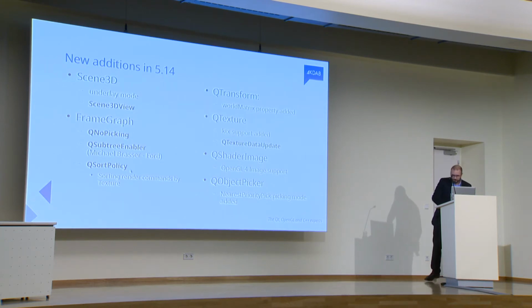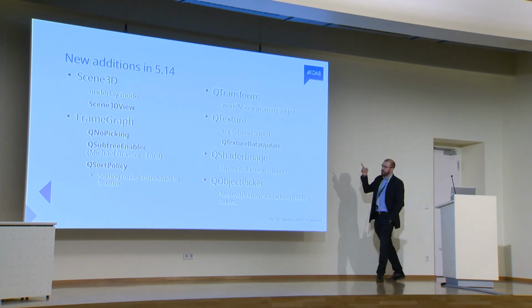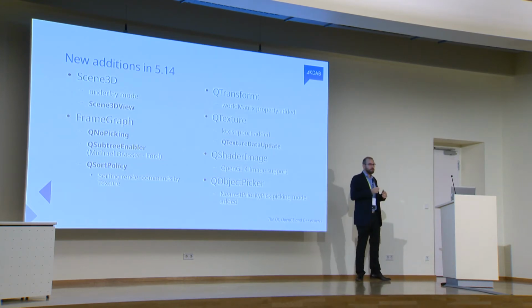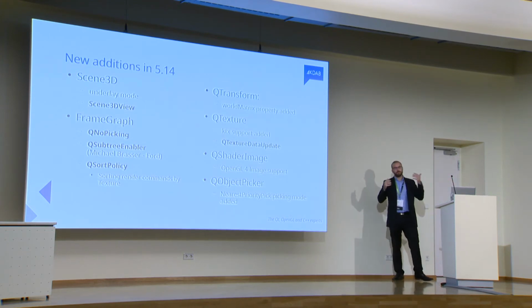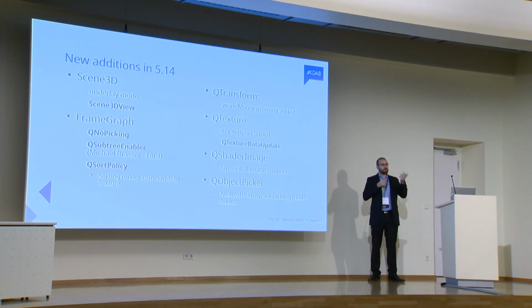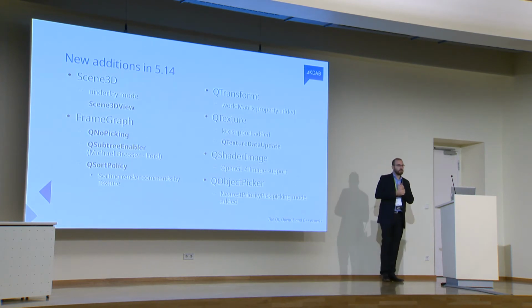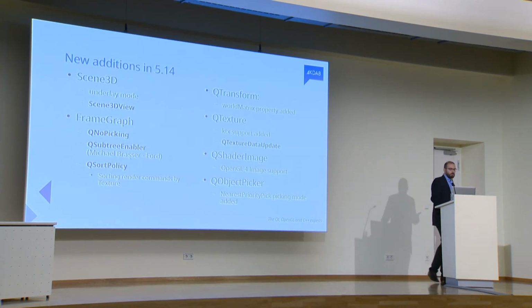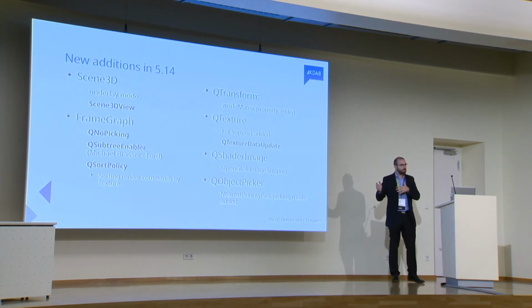QSort policy, if you're not familiar with that one, QSort policy allows you to specify how you want your draw calls to be sorted. Do you want your draw call to be sorted from back to front? Or do you want them to be sorted by, I don't know, the shader being used? That you can do with QSort policy in order to minimize the amount of OpenGL calls being generated.